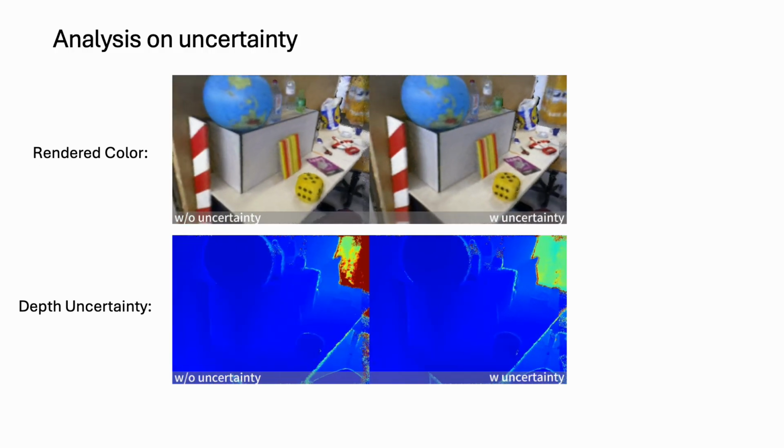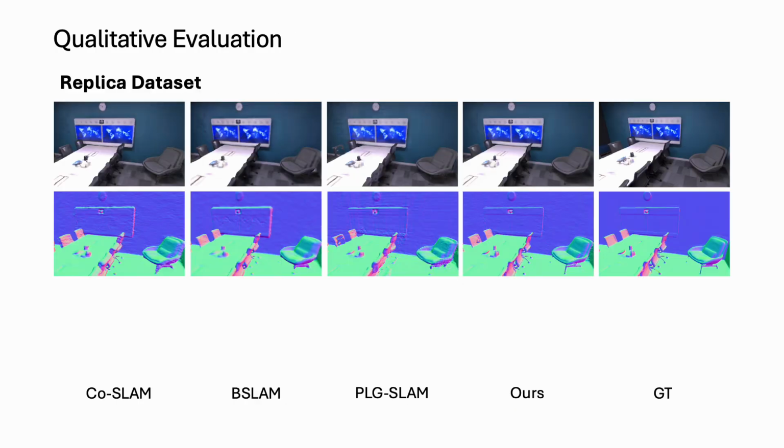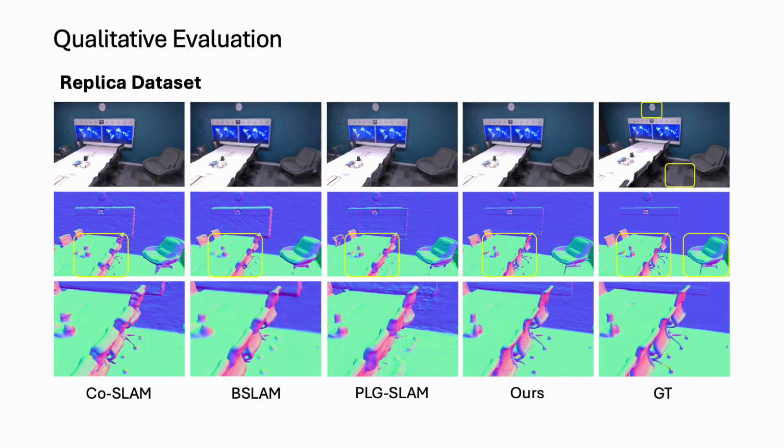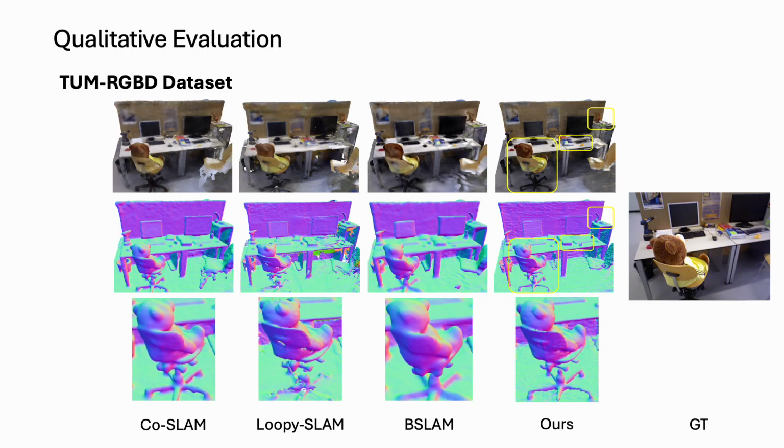Next, we present some quantitative results. We achieve better reconstruction and tracking while maintaining high efficiency. Then we present some qualitative results. Our method demonstrates the ability to capture finer details, such as thin structures like chair legs, which are often challenging for existing approaches. On realistic datasets, our method can also achieve better rendering quality and captures more structural details compared to existing approaches.